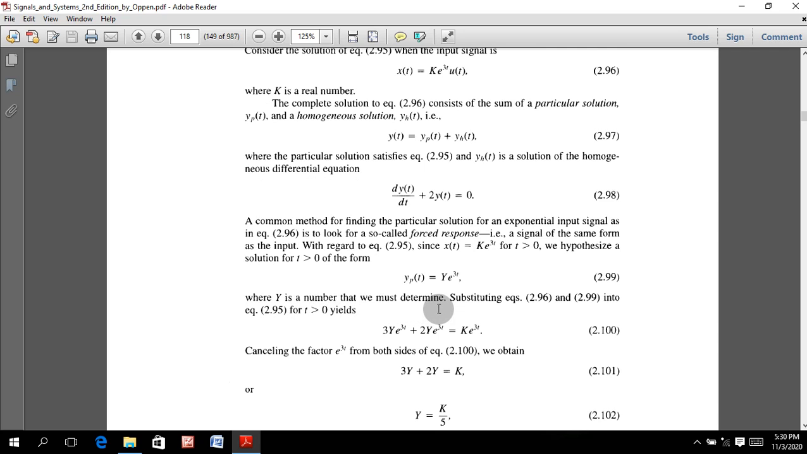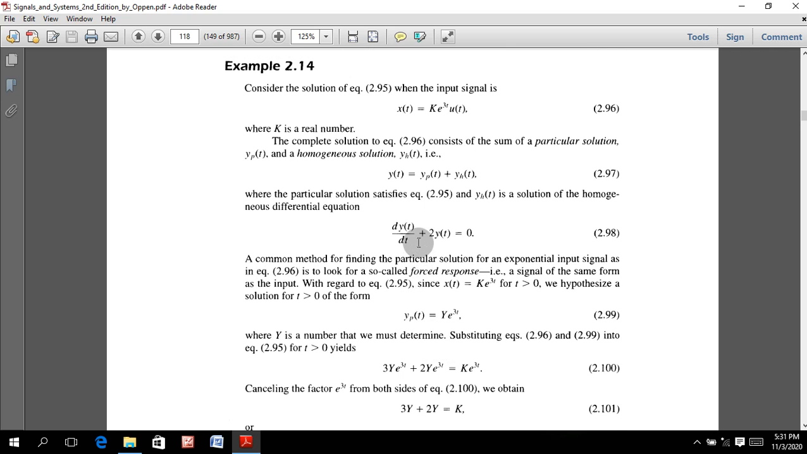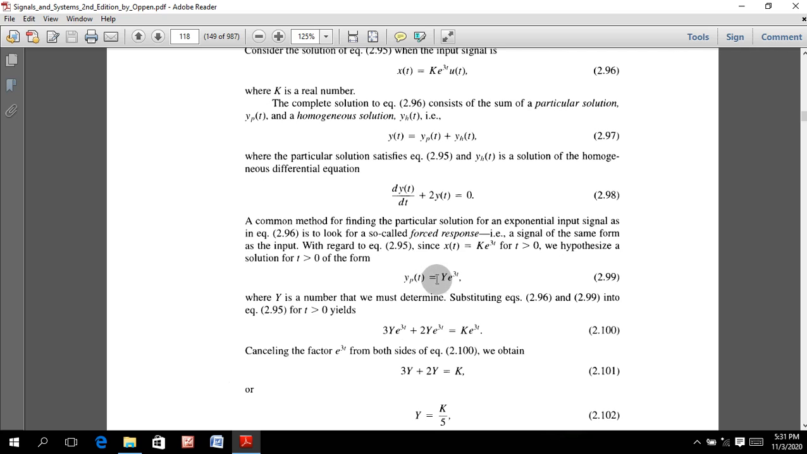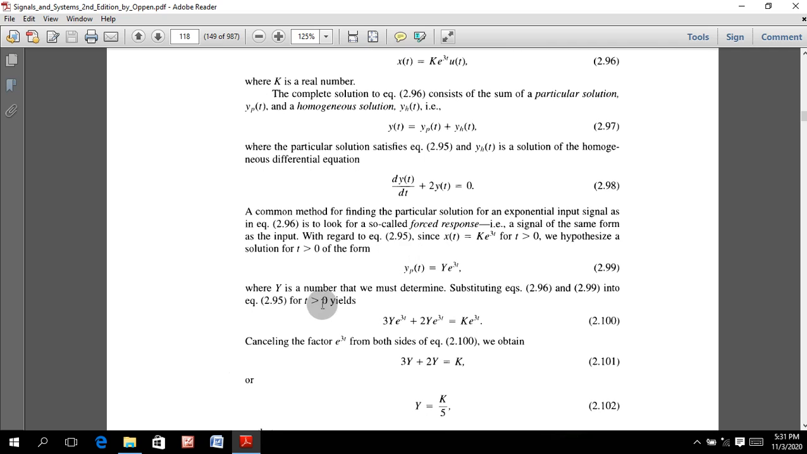Now that's the first step, that we are going to determine the value of Y. We will put the Y e to the power 3t value in the equation. The problem equation is this. As we put Y e to the power 3t in this equation 2.98, we take the first order derivative of Y e to the power 3t. We find 3 times Y e to the power 3t, plus 2 times Y e to the power 3t, which is equal to k e to the power 3t.